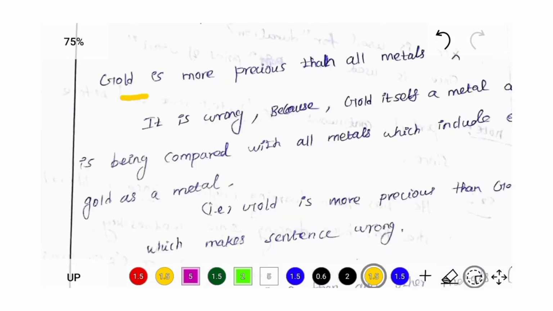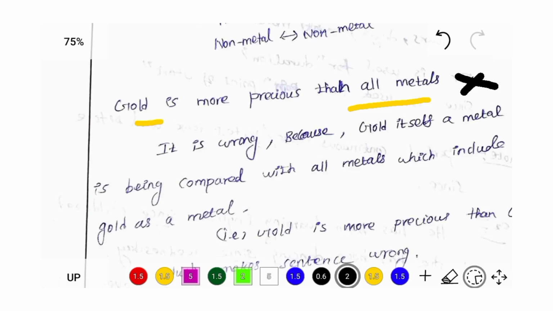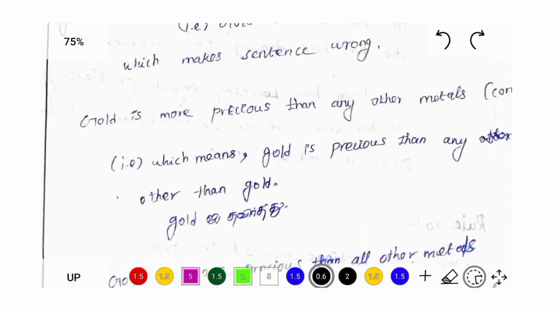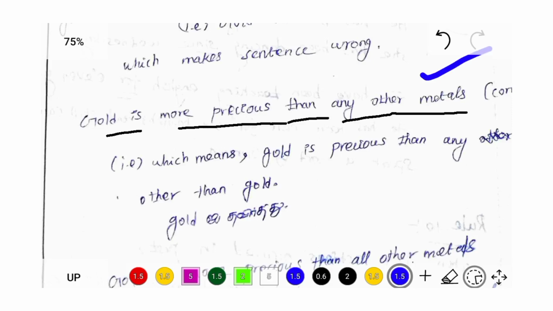Gold is more precious than all metals. This sentence is also wrong. This sentence means gold is more precious than gold. So how to write this sentence? Gold is more precious than all other metals. Gold is more precious than any other metal. This sentence is the correct sentence.